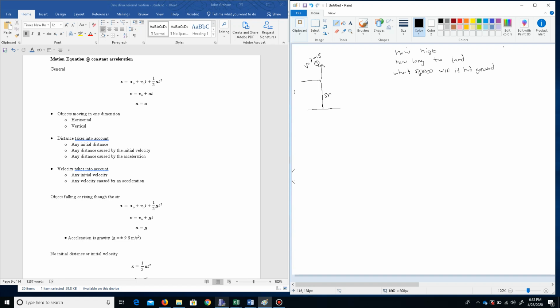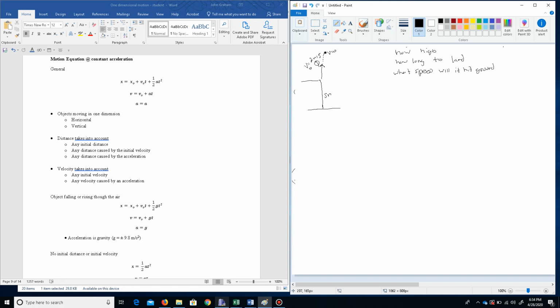Okay, so if we look at this, tossing it up, one important thing is at the very top, it's going to have a velocity that's equal to 0. So it starts out at initial velocity equal to 2 meters per second. It is going to come to a final velocity at the very top, which is going to be 0. So let's find how high it goes.